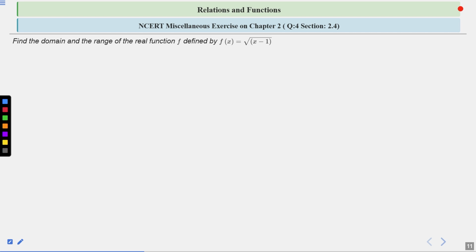The question is quite simple. You are given a real function f(x) equals root of x minus 1. Real function means the domain and the range set both are from where? The reals, set of reals. So the domain is going to be any real number greater than or equal to 1, and the range set is going to be any real number greater than or equal to 0. How? Just see the solution.